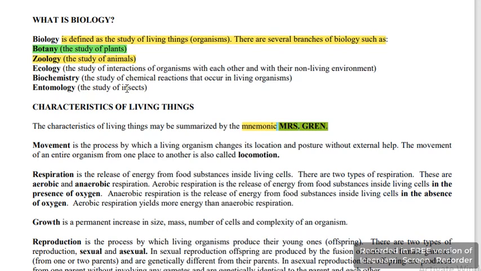Then we have entomology. Entomology is the study of insects. So that is what we have.